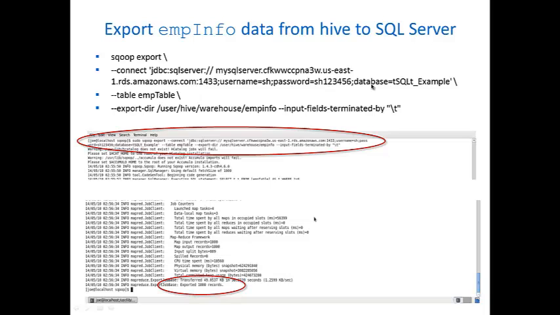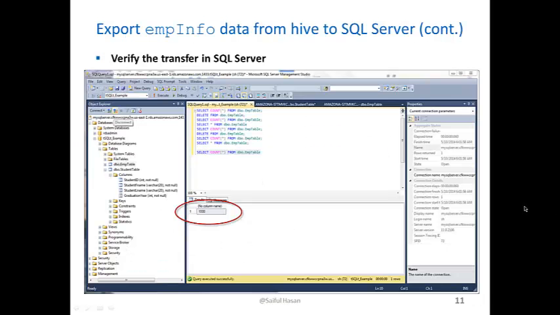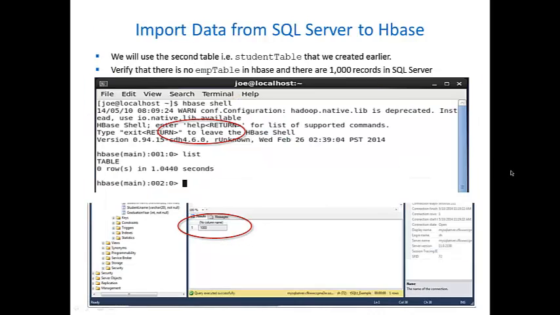Back to SQL, we got a list command. It shows there's the table student info. So now we check to see the data from Hive to SQL Server. We do a count on the student info, and it shows that it has 1,000 records. And then we issued a scan command on the student info to see what's there.